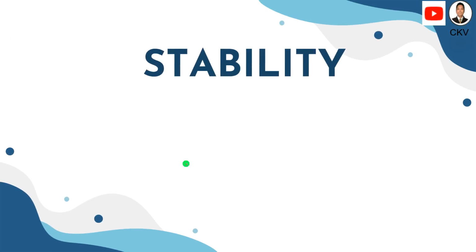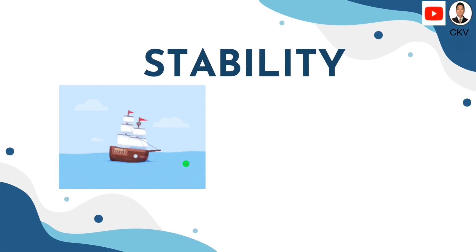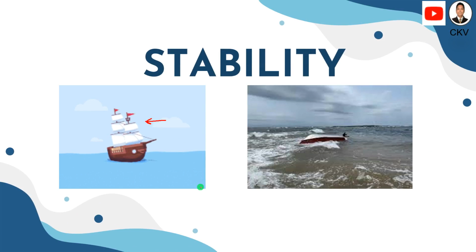So we can say that a floating body is stable when an external force is applied on the floating body, and when it is removed, the floating body will return to its original position, or it will return to equilibrium. On the other hand, if the floating body will move to a new equilibrium, or it will not return to its original position, we can say that the body is unstable.